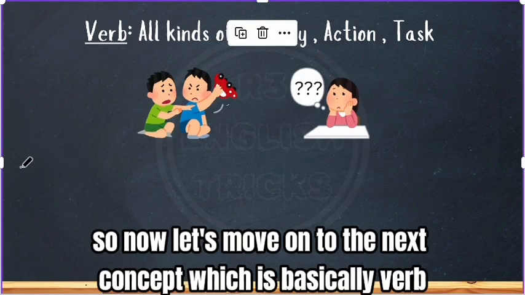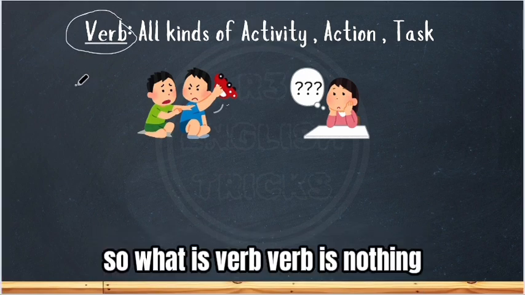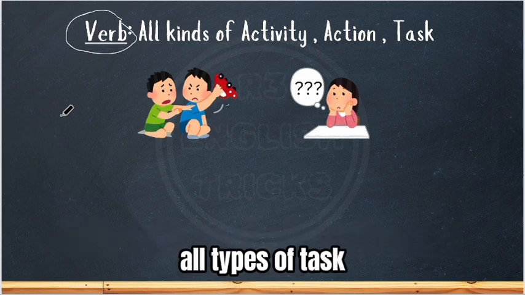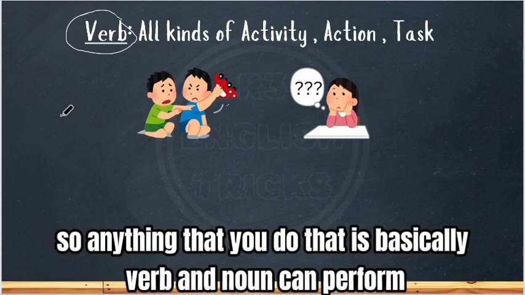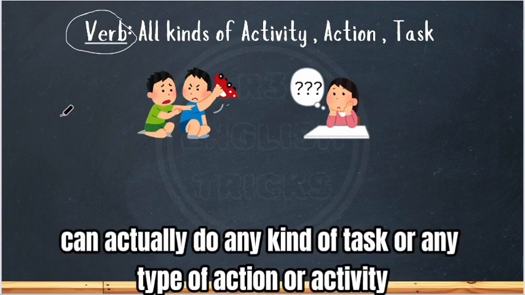So now let's move on to the next concept, which is basically verb. So what is a verb? A verb is just all types of activity, all types of action, all types of task. So anything that you do is basically a verb. And a noun can perform a verb. A noun can actually do any kind of task or any type of action or activity, right?